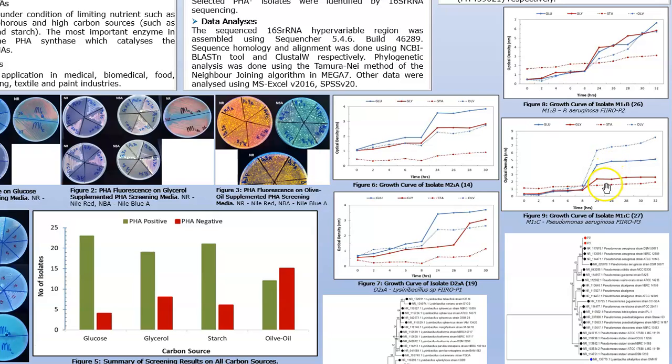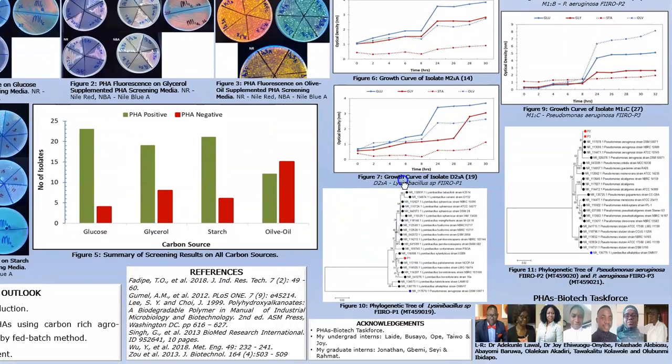In summary, we found that isolate M11B was the best utilizer of glucose, glycerol, and starch for growth and PHA production, and isolate M11C was the best utilizer of olive oil for PHA production. 3 of these isolates, D23A, M11B, and M11C, were characterized by 16S rRNA sequencing. The figures of their phylogenetic analysis tree are shown in figure 10 and 11.